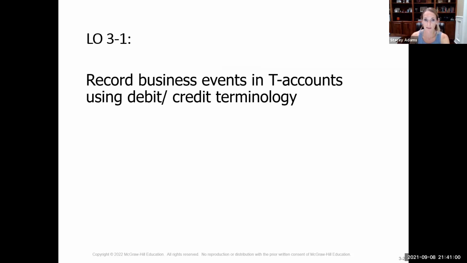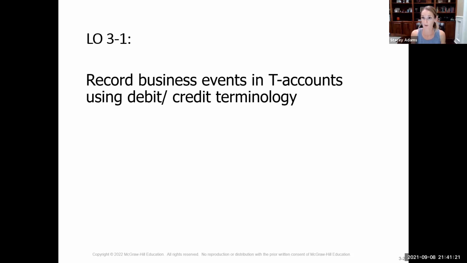So first, when it comes to debit credit terminology, I want you to erase everything that you know about debits and credits from banking or from your debit card or for your credit card. Forget all of that because how we use debit and credit in accounting is a little bit different. The words debit and credit simply mean increase or decrease.